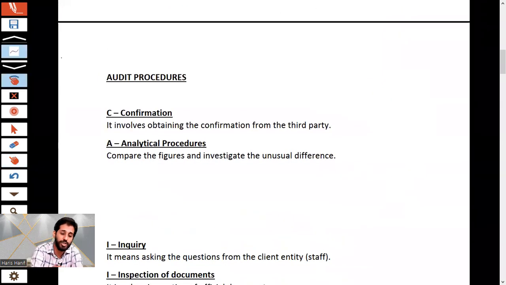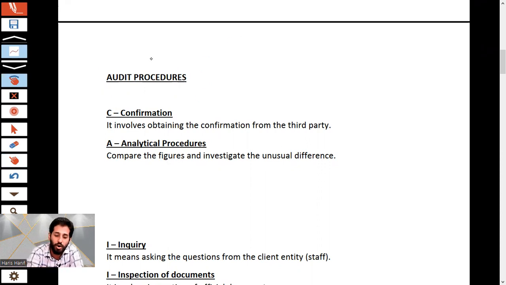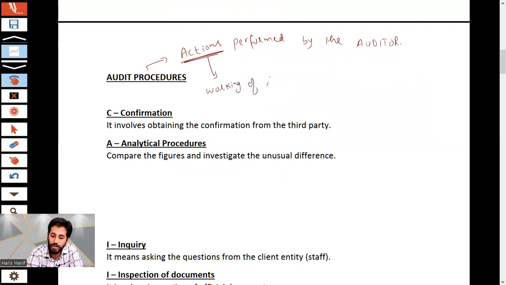This is audit procedure. Students, I'm not teaching in detail. This is the glimpse of the recap, you can say, of the audit papers which you have studied in your paper AAA. This is just the glimpse. Okay. Audit procedures. What are basically the audit procedures? These are actually the actions performed by the auditor. Or you can say actions like working of the auditor.